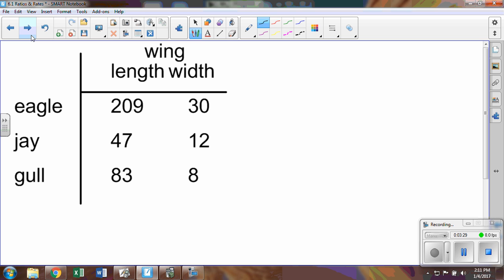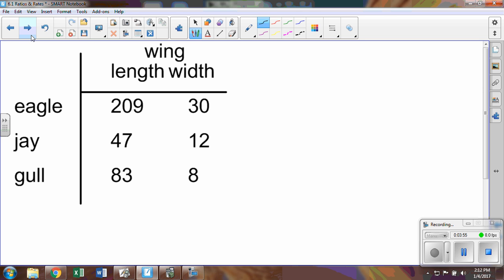Here's a piece that I think is kind of pretty interesting. Here are the wing lengths measured in centimeters for 3 different kinds of birds. We have an eagle that has the length of its wing is 209 centimeters. Its width is 30 centimeters. A jay is 47 long, 12 wide. A gull is 83 long, 8 wide.